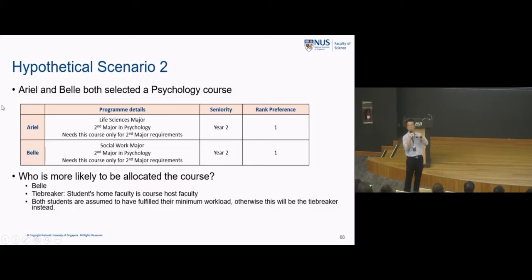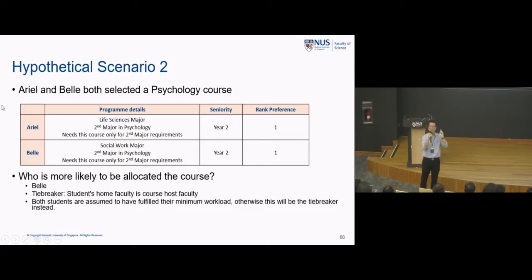Because this goes into a tiebreaker situation where the priority score based on their profiles and ranking is exactly the same. But what breaks the tie in this case is because this psychology course is offered in FASS, and Belle's home faculty is FASS, whereas Ariel's home faculty is FOS. So this is really how fine we split the hairs, if it comes down to that.